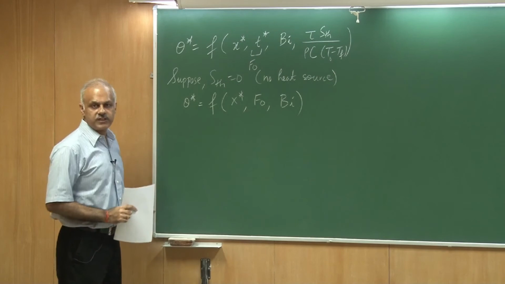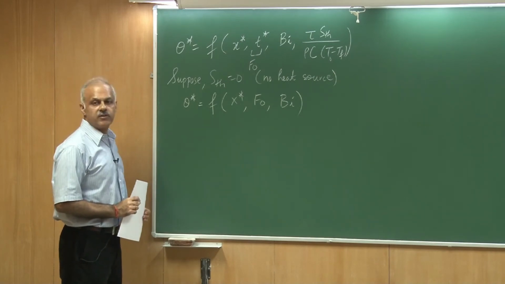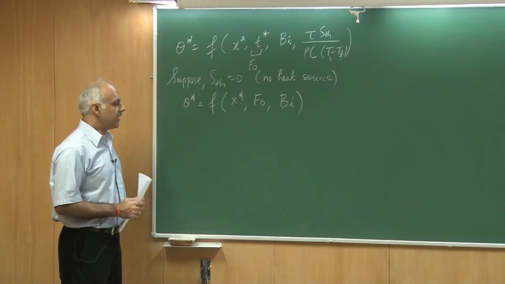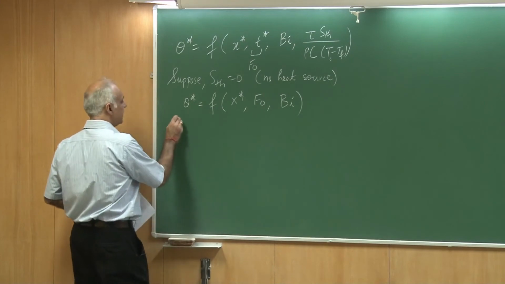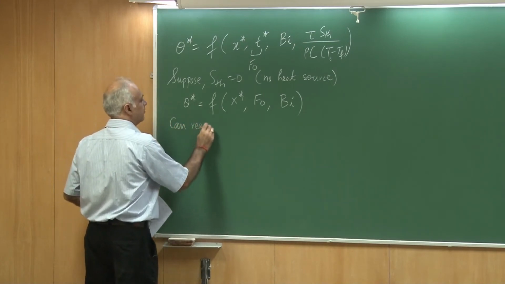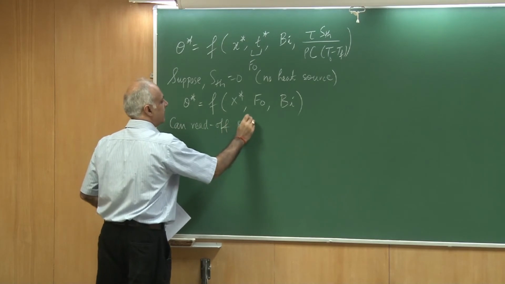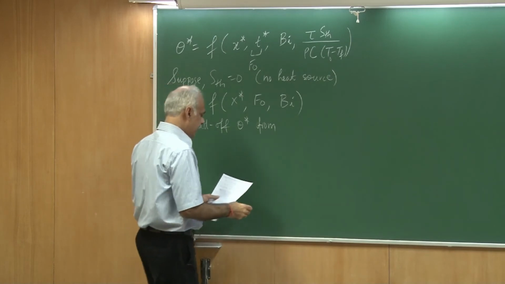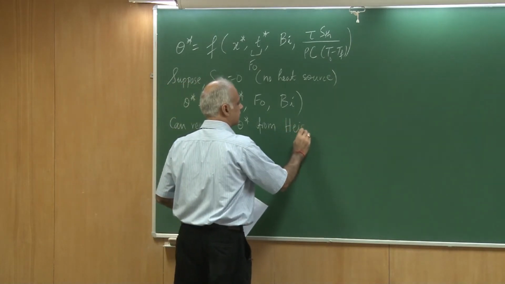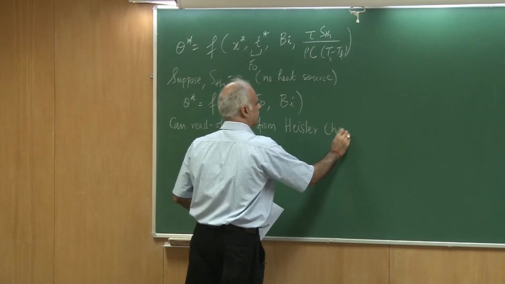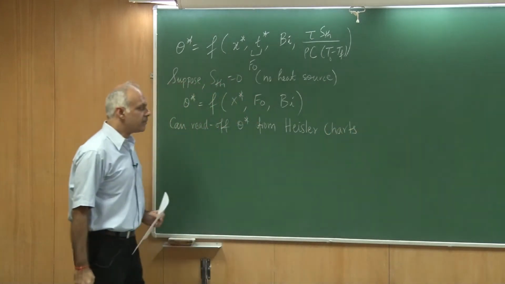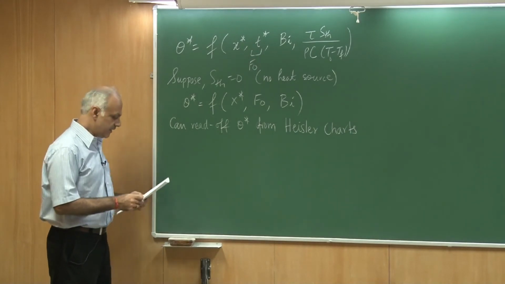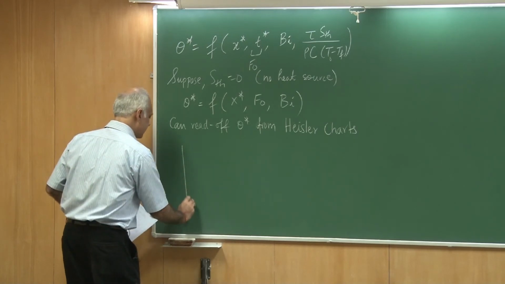And of course I can solve those equations which I have written. That's one way of doing it. But what people have done is they have presented charts, and you can actually estimate. So we can read off theta star from certain charts, and these are known as Heisler charts. They are available for various kinds of geometries, and I am going to sketch an example for you. So these are charts which look something like this.